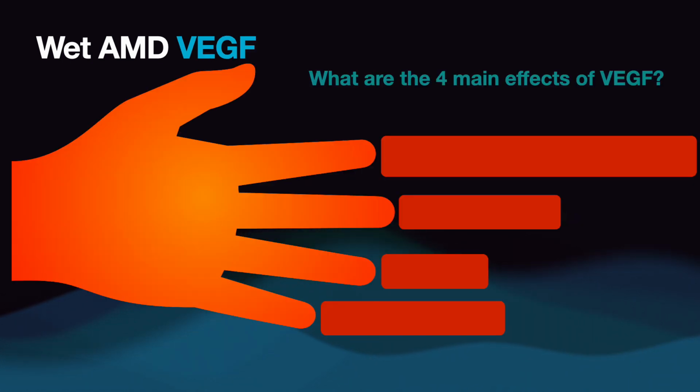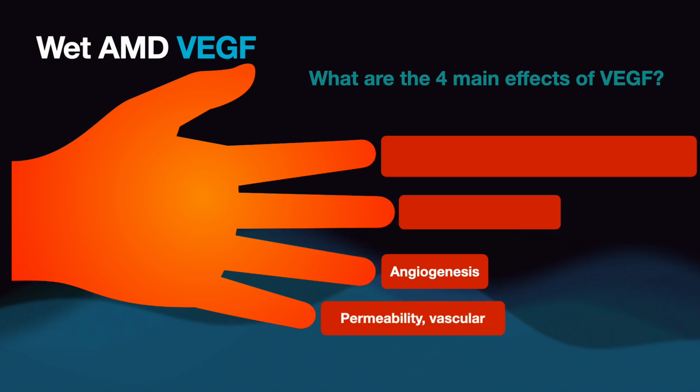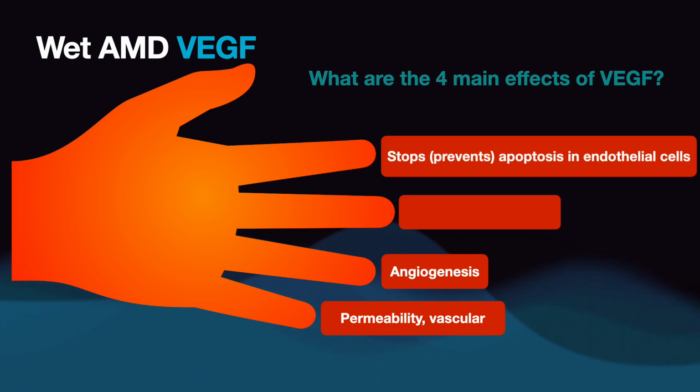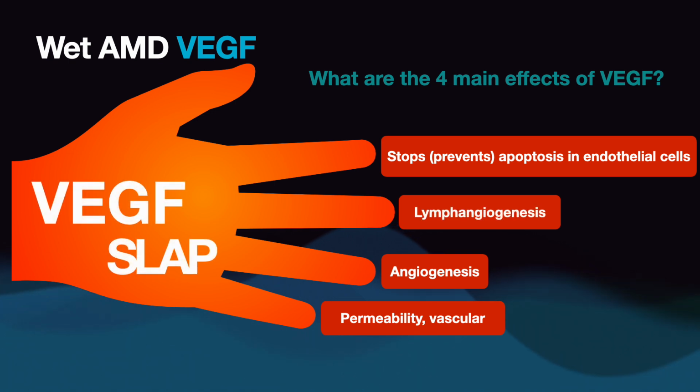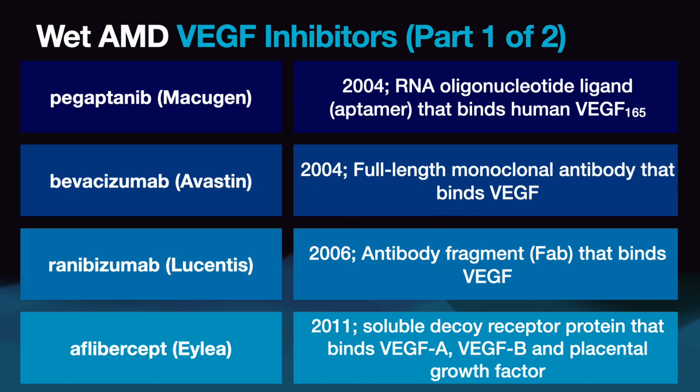So what are the four main effects of VEGF? Because we talk about anti-VEGF inhibitors all the time. So we know about angiogenesis. VEGF promotes abnormal new blood vessels, or we'll just say new blood vessels. It promotes permeability. The original name of VEGF was VPF, vascular permeability factor, named by somebody named David Sanger, somebody. It prevents apoptosis in endothelial cells, and then it promotes lymphangiogenesis. So that together is SLAP, S-L-A-P, the VEGF SLAP. I don't find this mnemonic to be helpful, but there it is.